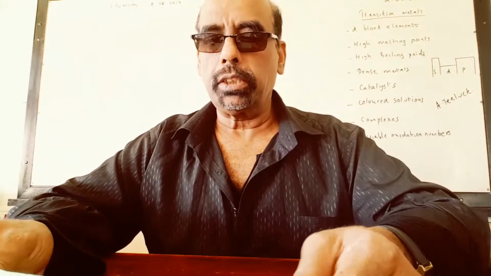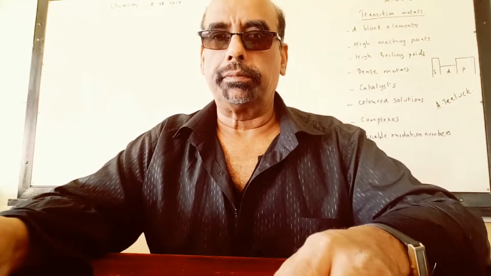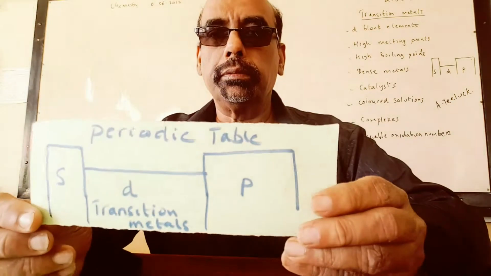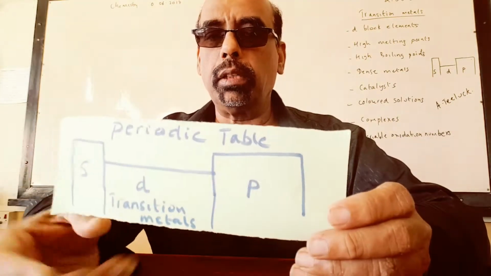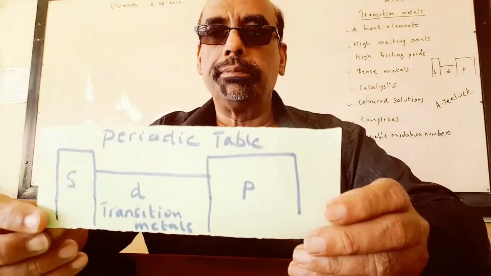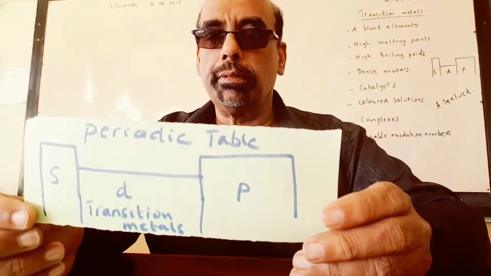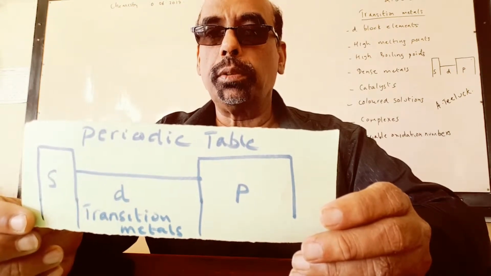Today's topic is on transition metals. If you refer to your periodic table, you will see there are different blocks: S block, P block, D blocks. Transition metals are present in the D blocks. So, transition metals are known as D block elements.